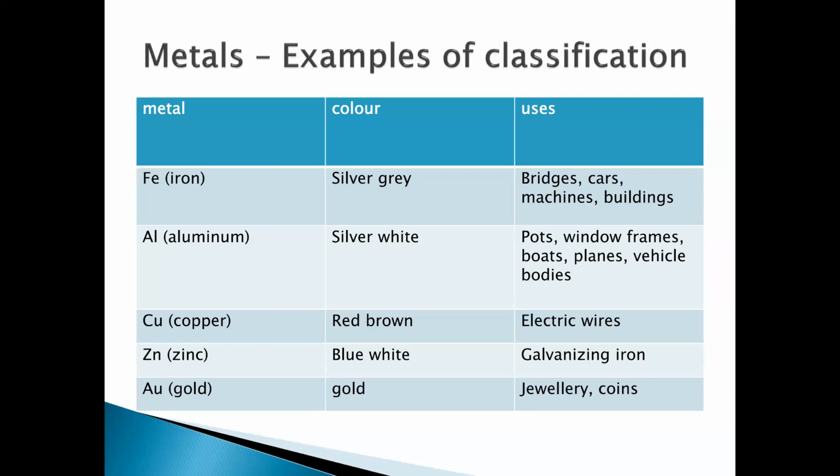And then there's zinc, which is blue white. That's for galvanizing iron. I hope you know what galvanizing iron is. It's meant to protect iron from rusting. So when they say something is galvanized, they mean they've mixed it with zinc or coated it with zinc so that it doesn't rust easily, because zinc has the ability to slow down or curb rusting.